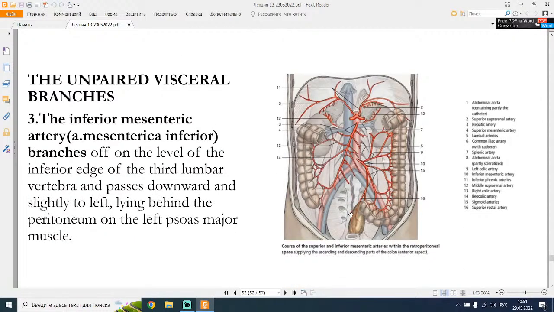Next artery, arteria mesenterica inferior. This artery branches at the level of the inferior edge of the third lumbar vertebra and passes downward and slightly to the left, lying behind the peritoneum on the left psoas major muscle.